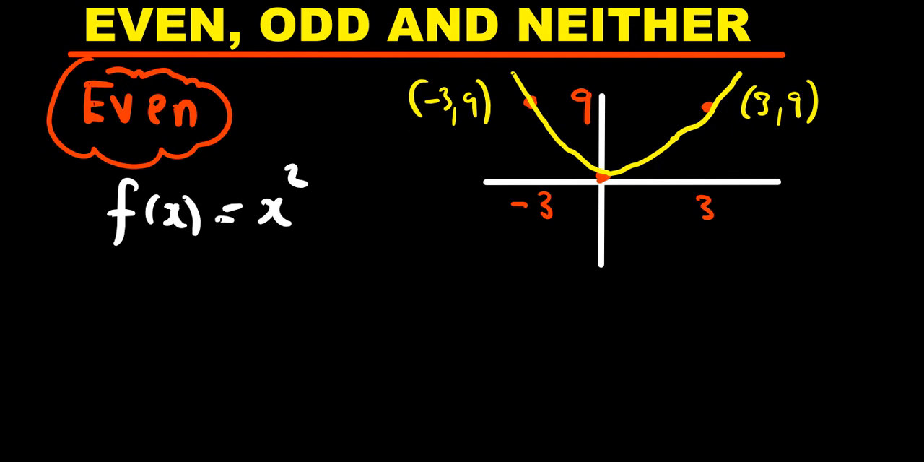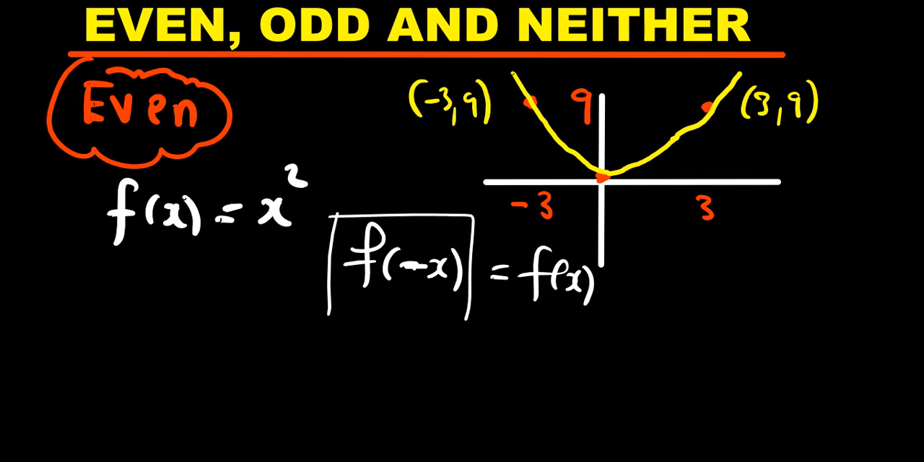Now how are you going to identify an even function? You have to know this equation. It's a must know. f(-x) should be equal to f(x). What this means is that whether you put a negative or a positive, you still have the same value of y. Very, very important for you to know.